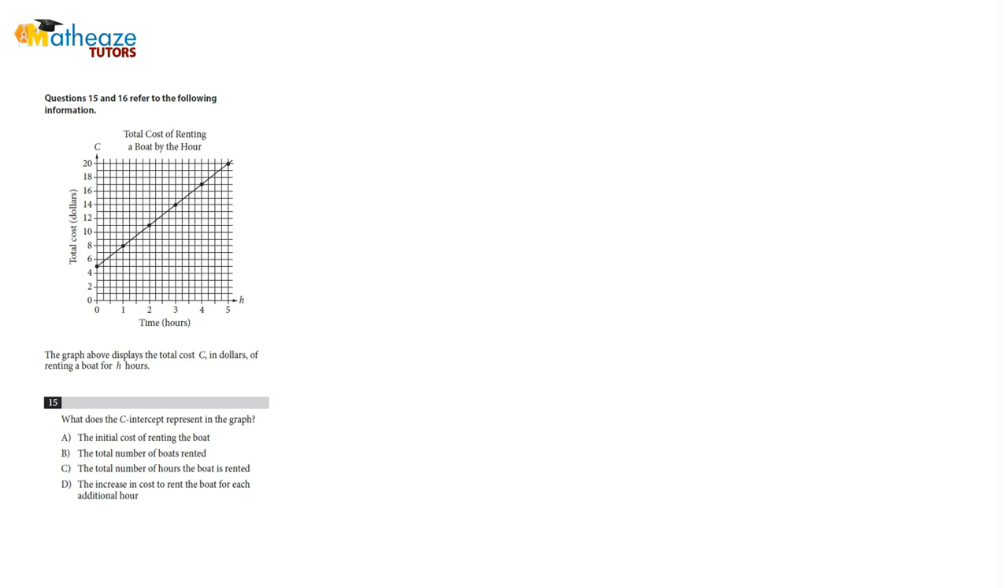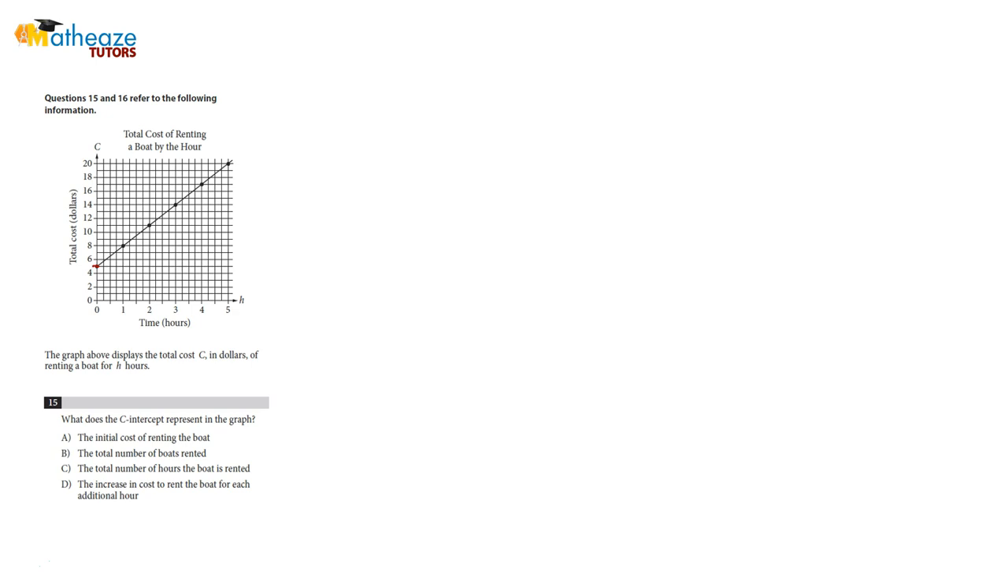the graph above displays the total cost, C, in dollars of renting a boat for 8 hours. What does the C-intercept represent in the graph? So what this means here at this point is that at the 0 hour time, this is the total cost. So typically when you have this type of intercept, it's more like the base cost, because this is the cost without actually riding the boat or renting the boat.